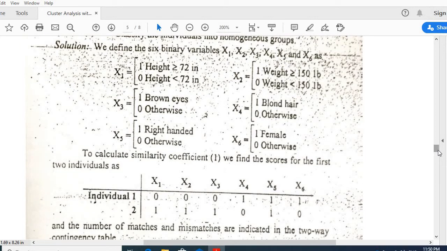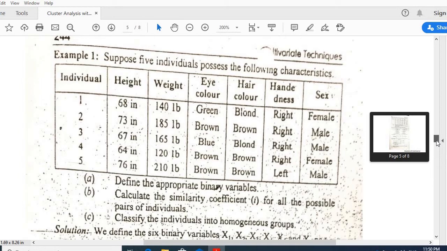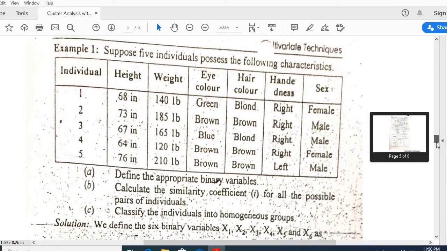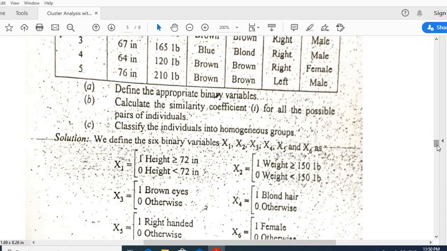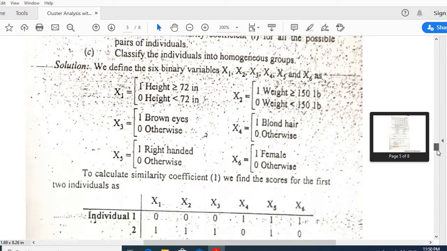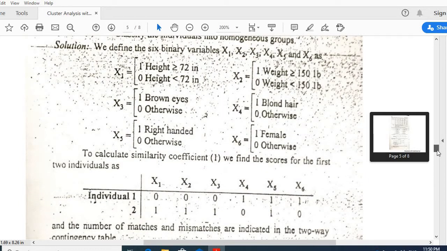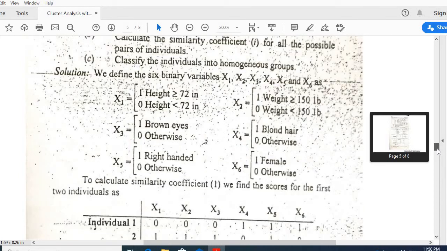The value of x1 for individual 1 is equal to 1 and x2 is equal to 0. How do we have these two values for individual 1? Individual 1 has a height of 68 inches, which is less than 72 inches. Therefore, against individual 1 under x1 it will be 0.